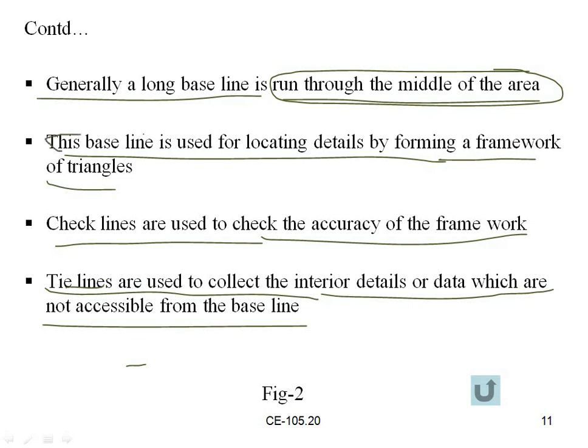So this baseline is used for locating the details by forming a framework of triangles. That means in an area the triangles will be divided. So that is nothing but forming a framework. Check lines are also used for checking the accuracy of the framework, whether the lengths and measurements are correct or not. And they are also used to collect the interior details or data which are not accessible from the baseline.